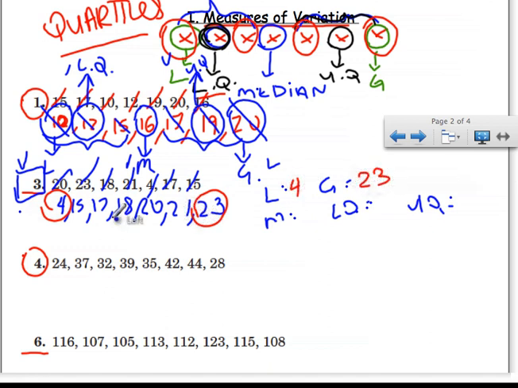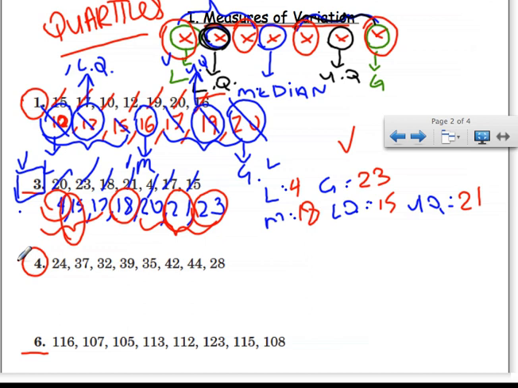You can see the middle, or the median, is 18. And then you can see that of this lower half, the middle value is 15. That's my lower quartile. And of this upper half, the middle value is 21. That's my upper quartile. I hope you have those right. Now it's time to look at 4 and 6, which are different because there's not an odd number of data points.